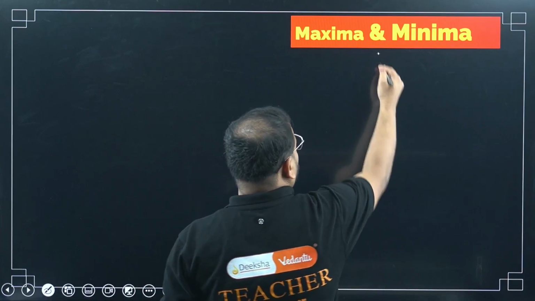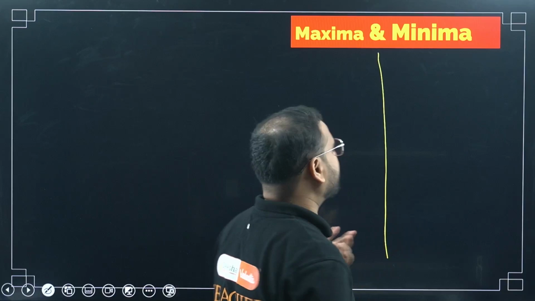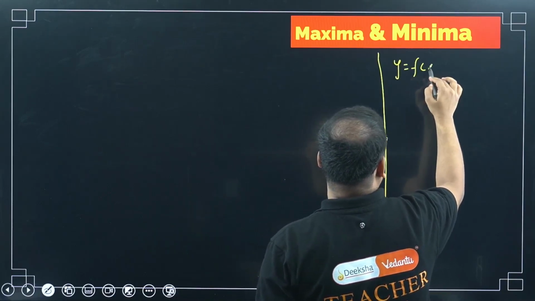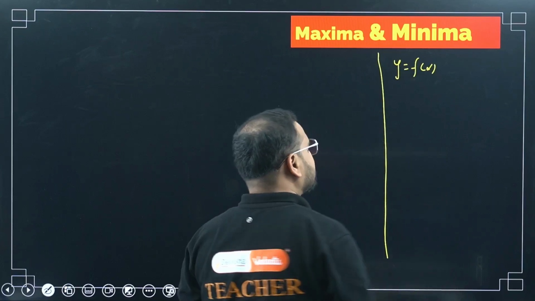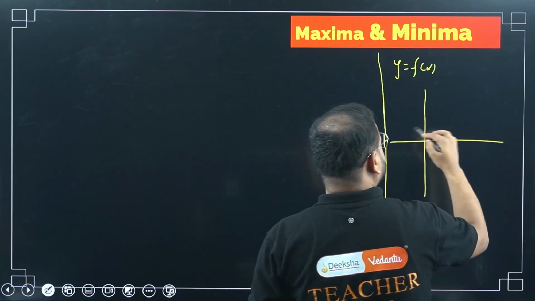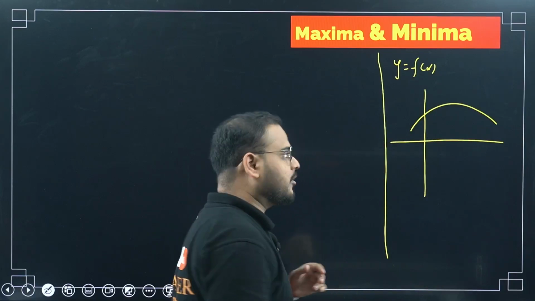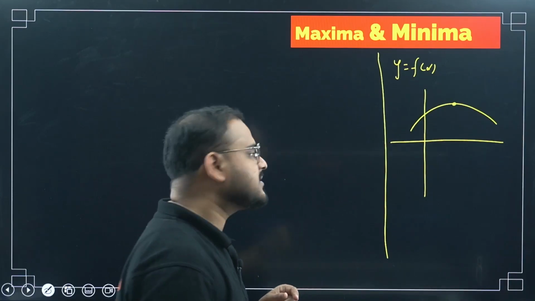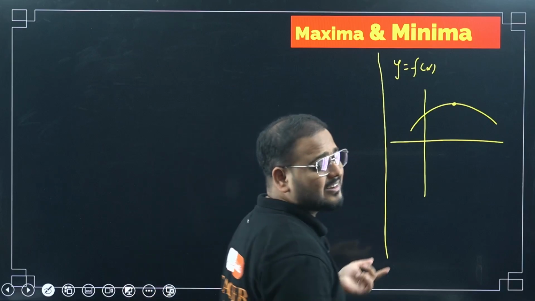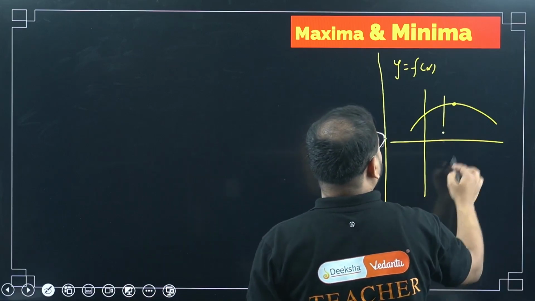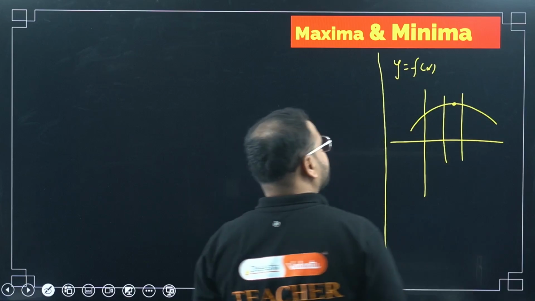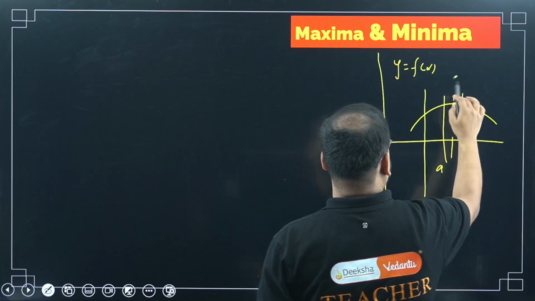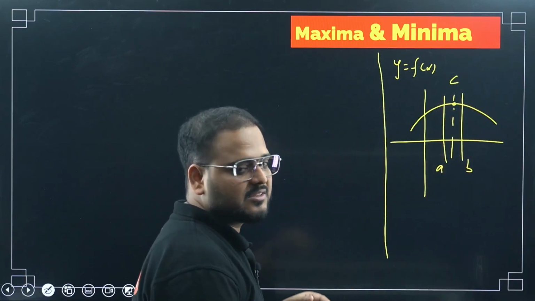Now let's see the maxima first. I'll draw a few graphs, and I'll erase this also if not required. So please see. If I have a function y equal to f(x), and the graph is drawn like this, then this point will be called the point of maxima. How can we define it? For any neighborhood points, let's say this point is my point A, point B, and this is my point C. A, B, C are the 3 points.